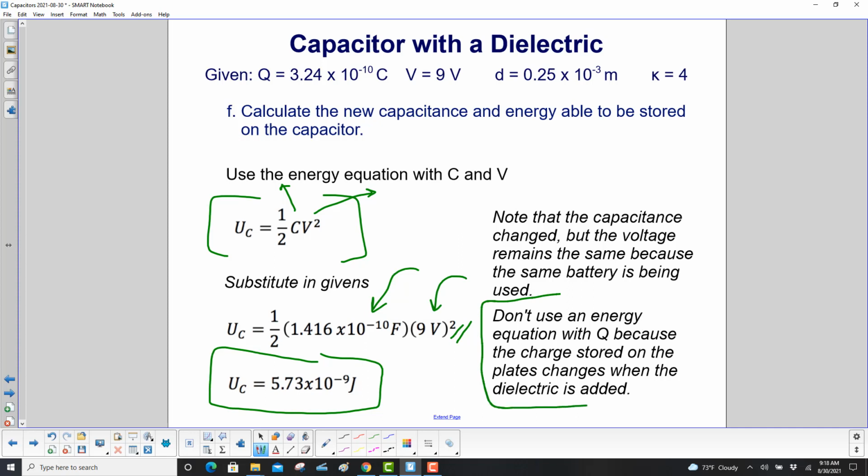Now, do not use an energy equation with Q in it, because the charge stored on the plates changes when the dielectric is added, and we never calculated the new charge. So this is the right guy to go to.